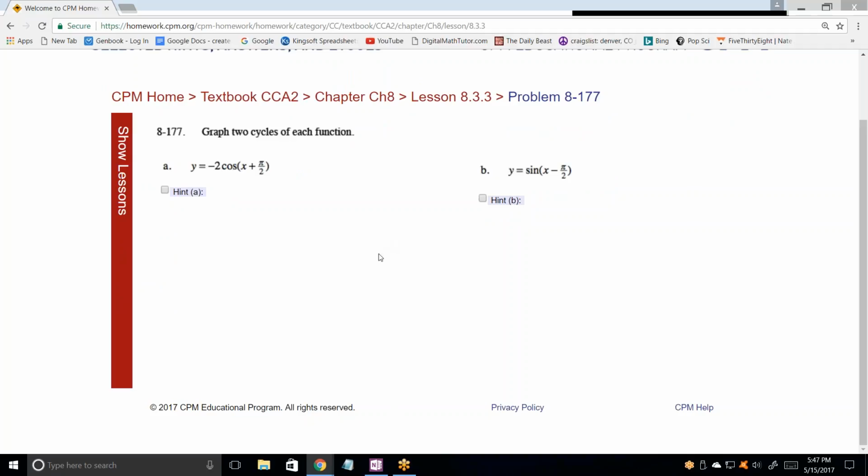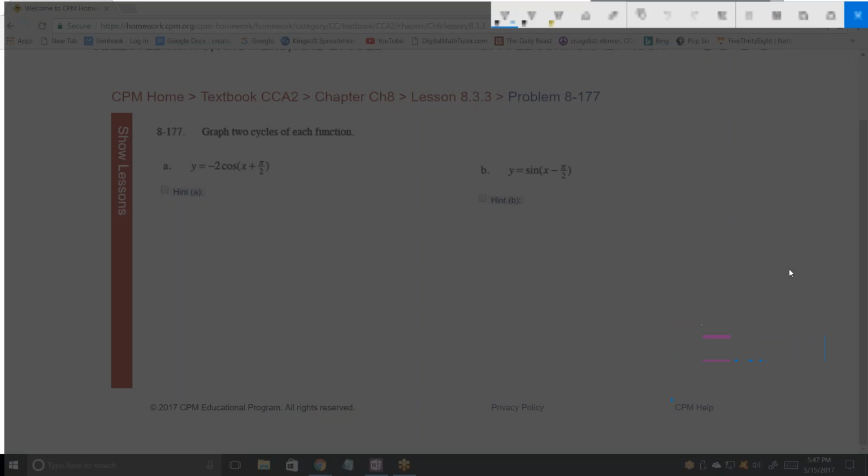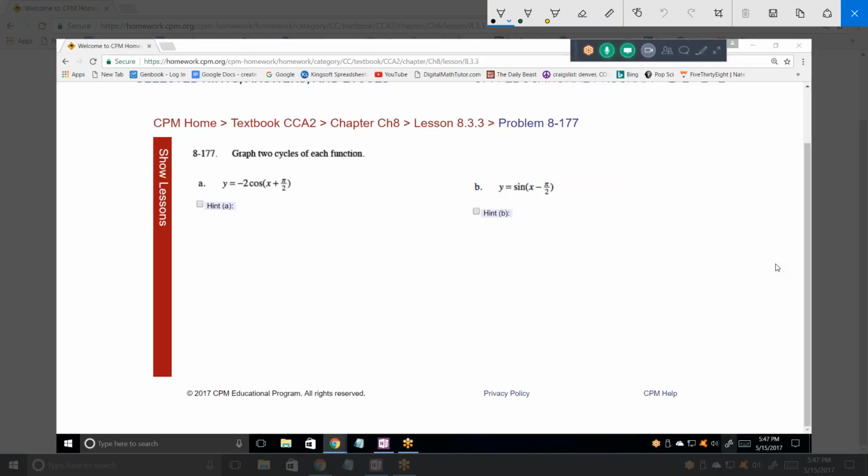Graph 2 cycles of each function. This is the one time it would really be nice if you had a drawing tablet and I could make you the presenter for a minute and ask you to draw this thing. It's kind of difficult to do without that capability, but let's give it a shot.